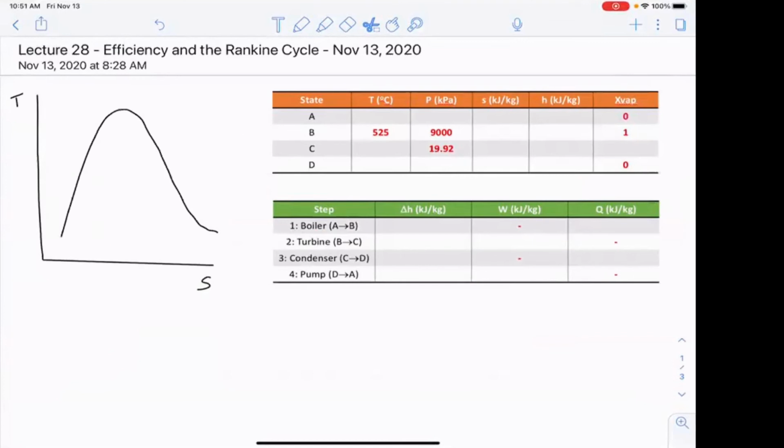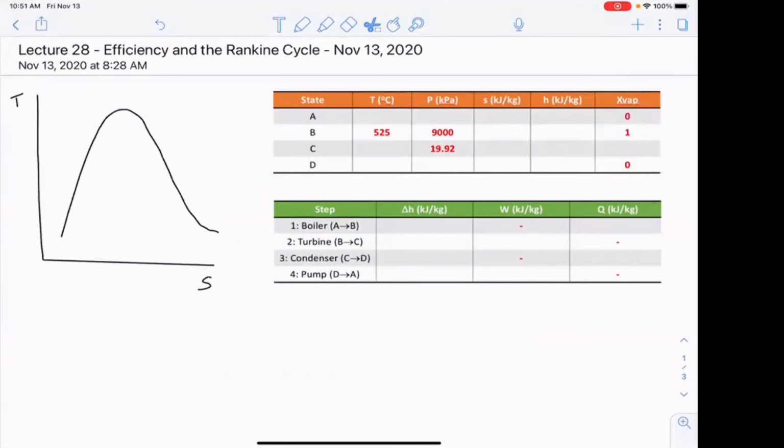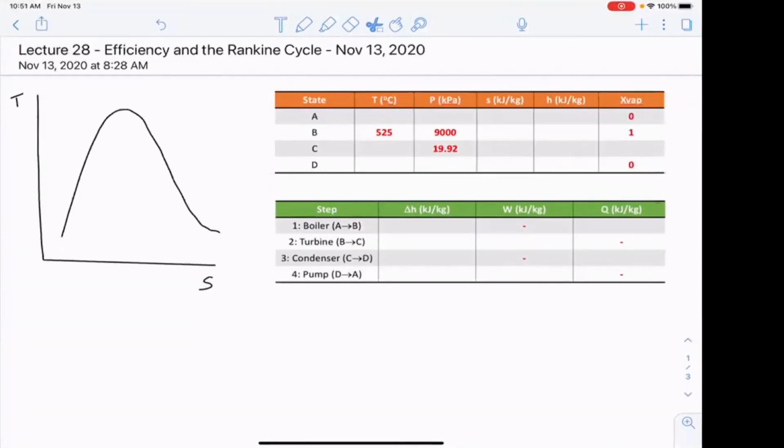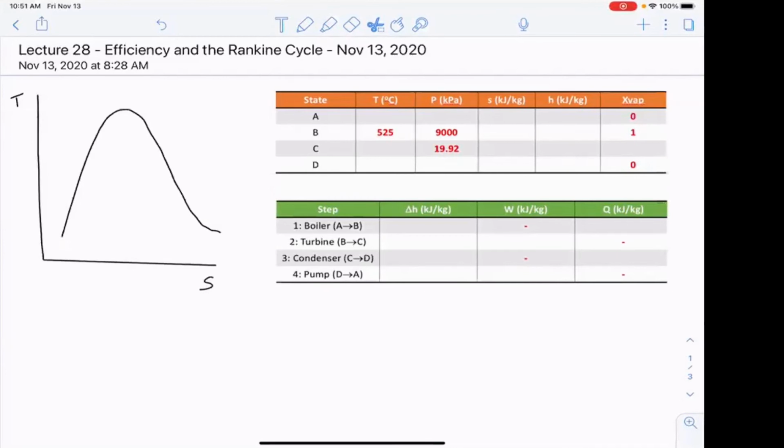Okay, so the information that we're given in the problem is essentially the inlet temperature and pressure for the turbine, right? We've called that point B on our TS diagram before, which you'll see is blank so far. And then the exhaust pressure is 19.92 kilopascals.